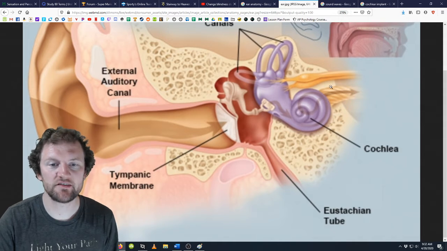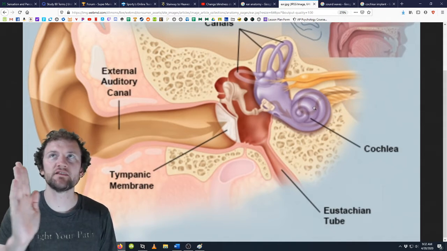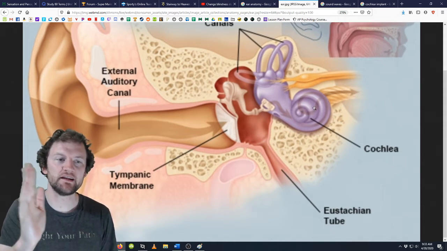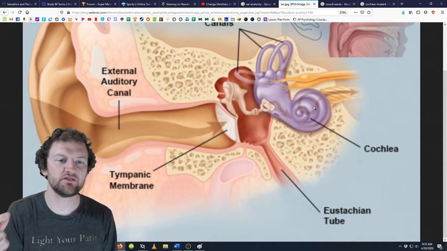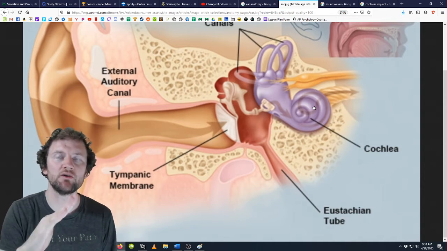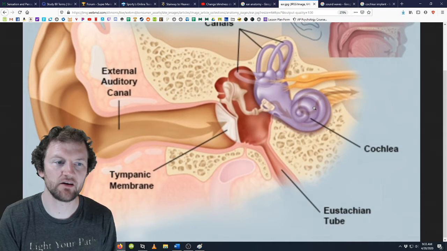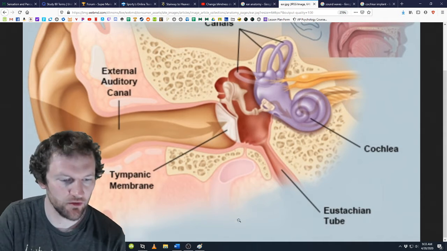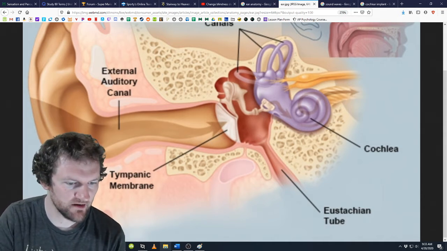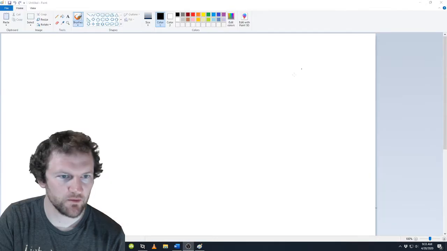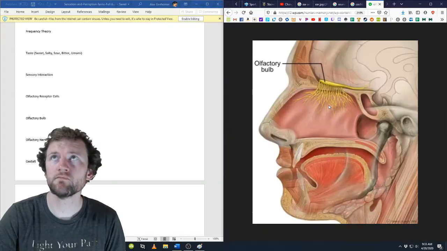So regardless of where a hair cell is located, if it moves very quickly, then it perceives a higher pitch sound, and if it moves more slowly, it perceives a lower pitch sound. In reality, it's a combination of both. It is both where it is located and the frequency at which it fires that determines pitch.